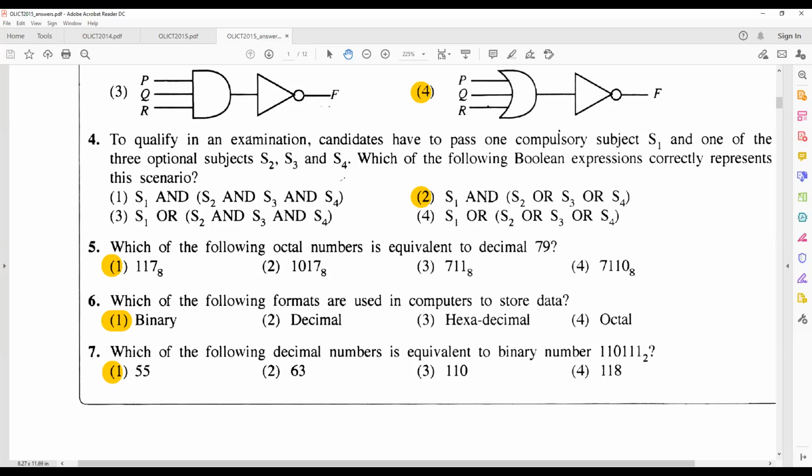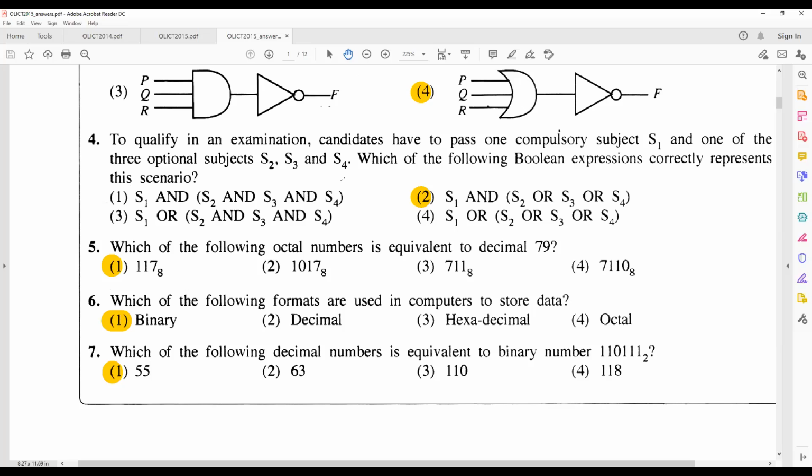Now we know that S1 should be passed. So that is one condition. And the other condition is one of the three subjects given, S2, S3, S4. When you have optional subjects and you have to select one of them, we know that you have to use OR gates. So it should be S2 OR S3 OR S4. In that particular case, you have to combine using AND. Right? The answer is the second one.